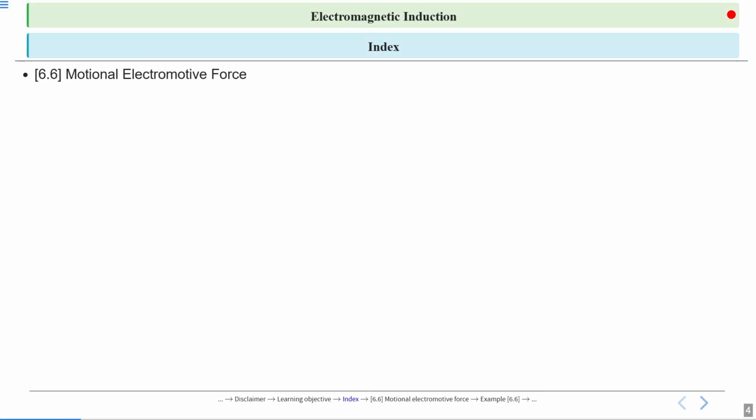So the index of topics that we are going to discuss today is NCERT section 6.6, motional electromotive force, example 6.6 and example 6.7.